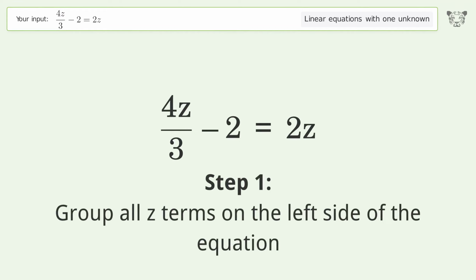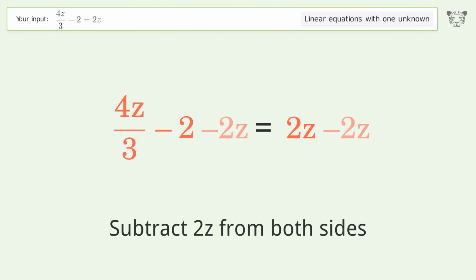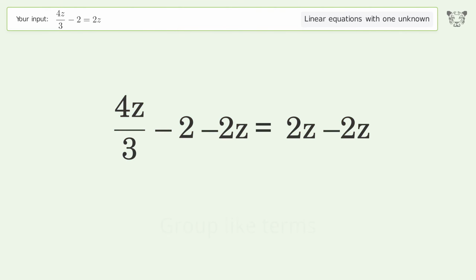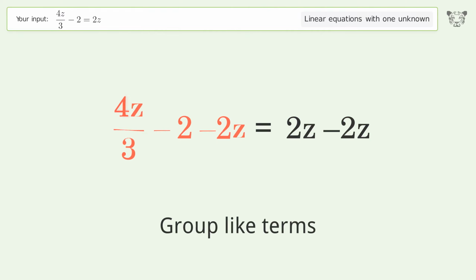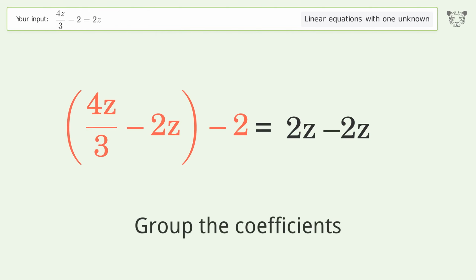Group all z terms on the left side of the equation. Subtract 2z from both sides. Group like terms. Group the coefficients.